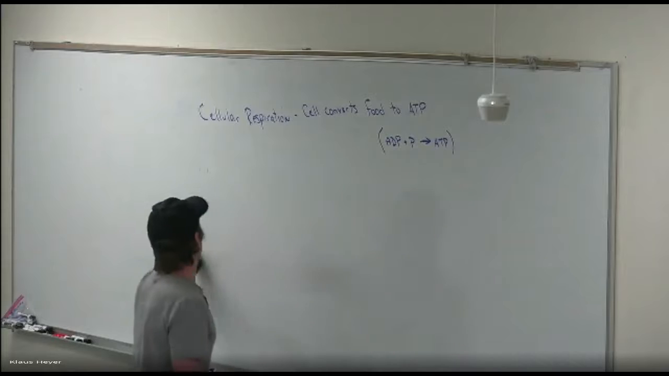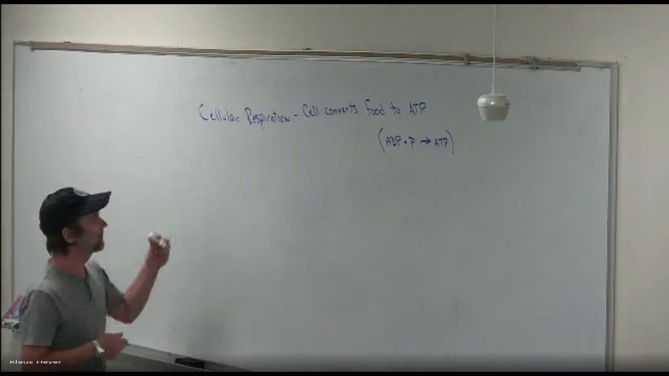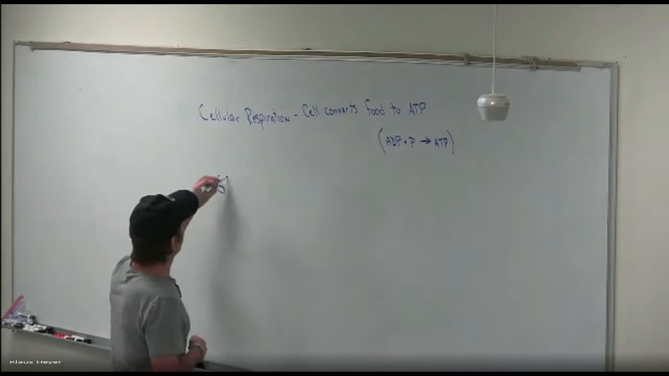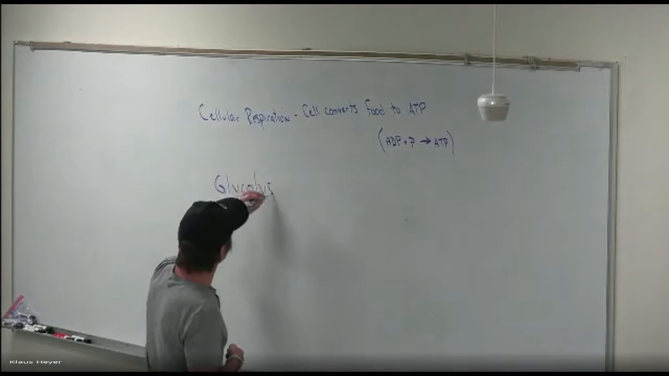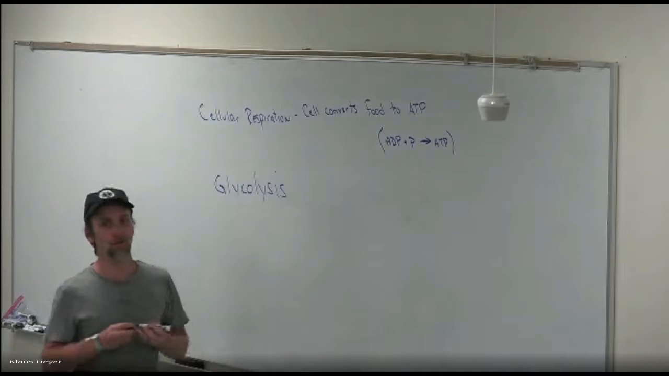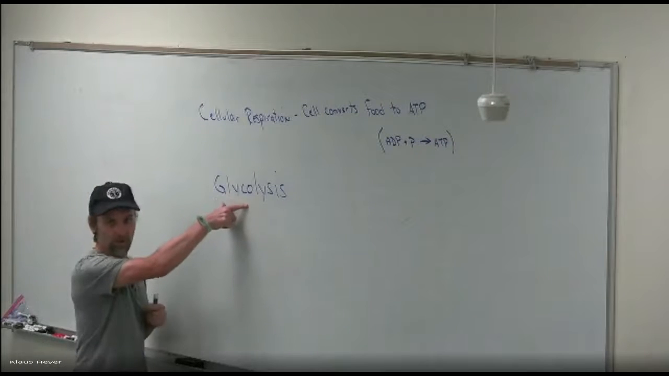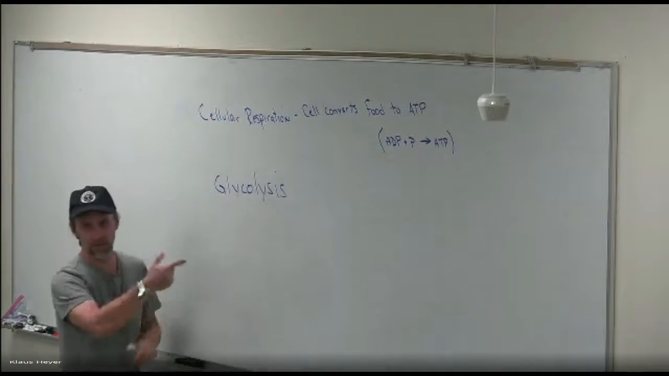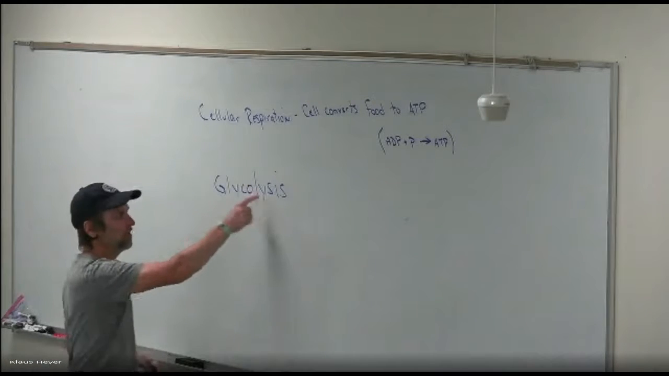So cellular respiration, there's three steps to it. First one is called glycolysis. So already if you see glyco, you're thinking sugar. Lysis, we've used that word a couple of times now, it means to break, right? So we're breaking sugar.